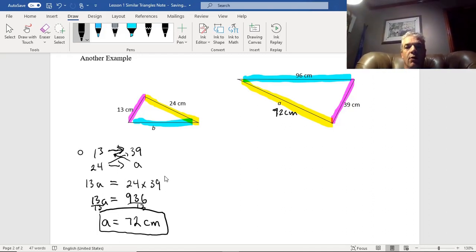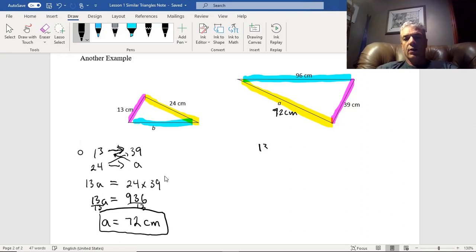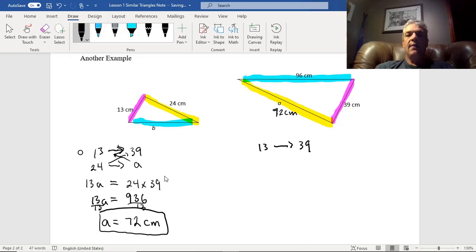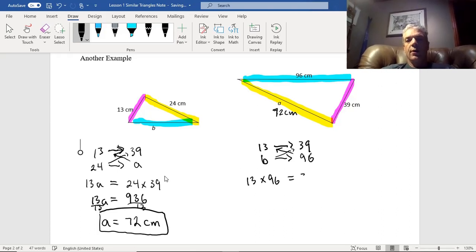Now let's do the one where we solve for B. Well, it starts off exactly the same way because the only two that we are given is 13 and 39. And so I start with writing 13 goes to 39. And then I'm going to do the one with B in it. And that's B is under the 13 because it belongs there with it in that triangle. B goes to 96. Okay, and now what we're going to do is do our cross multiplication. So the 96 is going to multiply up there, and the B is going to multiply there. So it becomes 13 times 96 equals 39 times B, which we know is 39B.